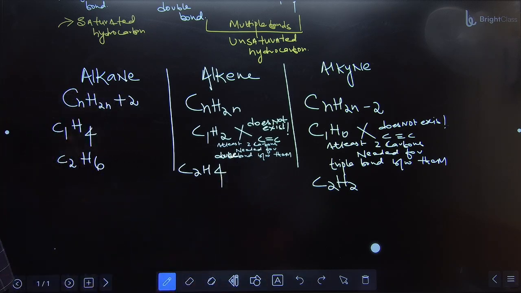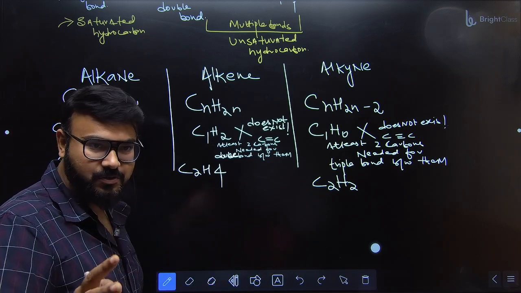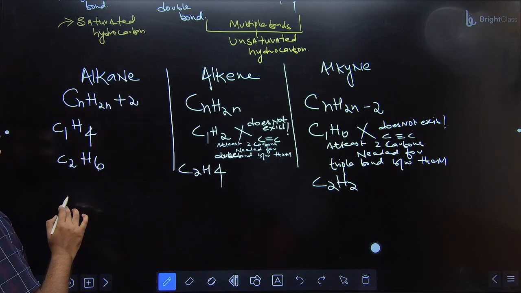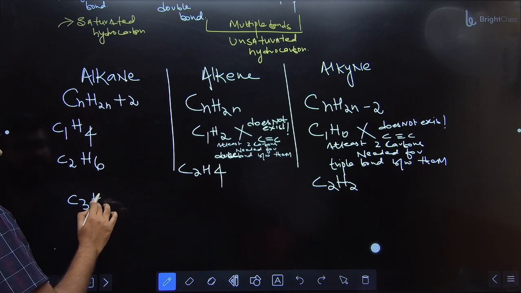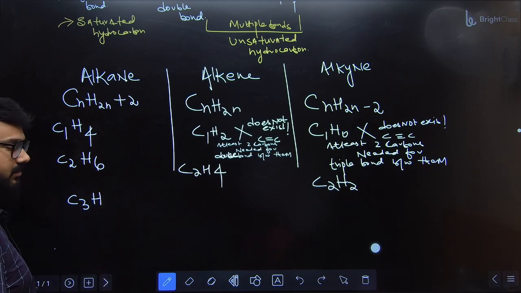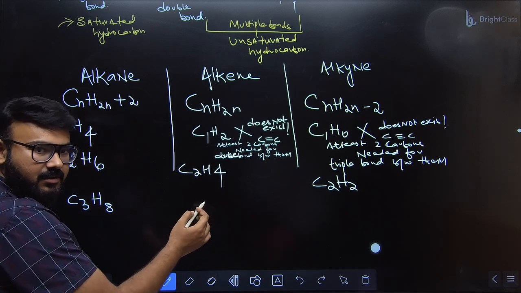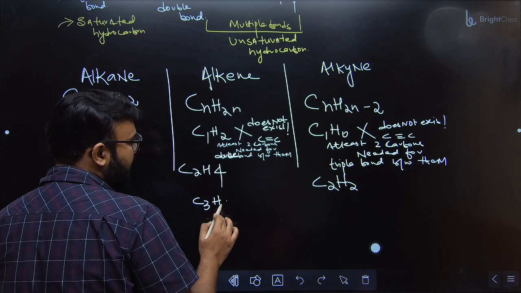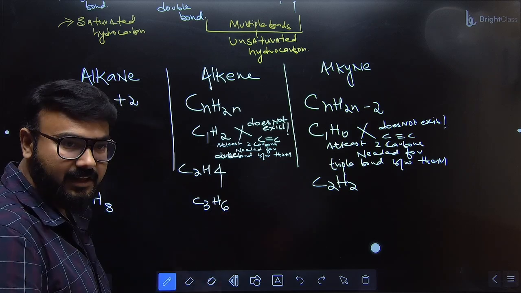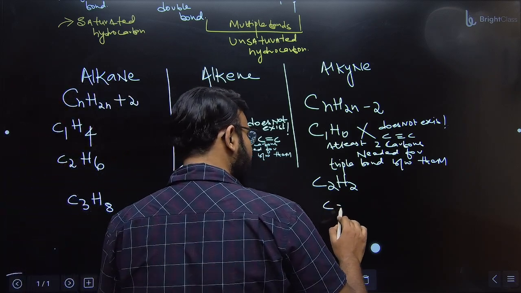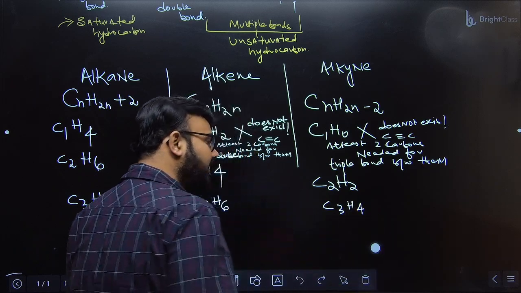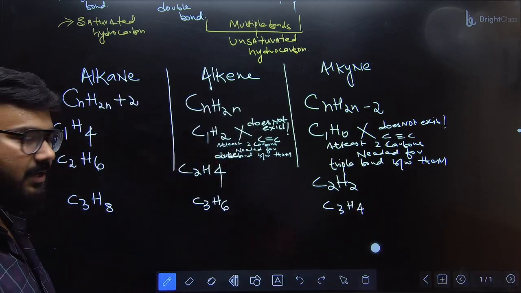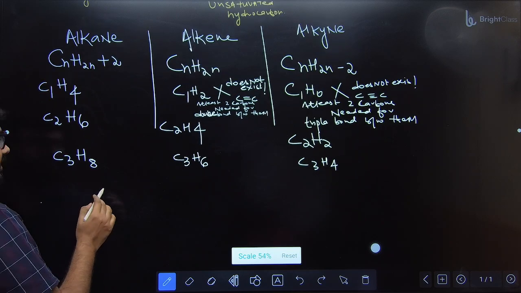Understood, everyone? Now students, if C3 is there, then how much will be the H? H8? Very good. And what about this? H6, C3H6, C3H6. And in that case, C3H4. Absolutely. Double then minus 2, right? Now let's do some questions, students.